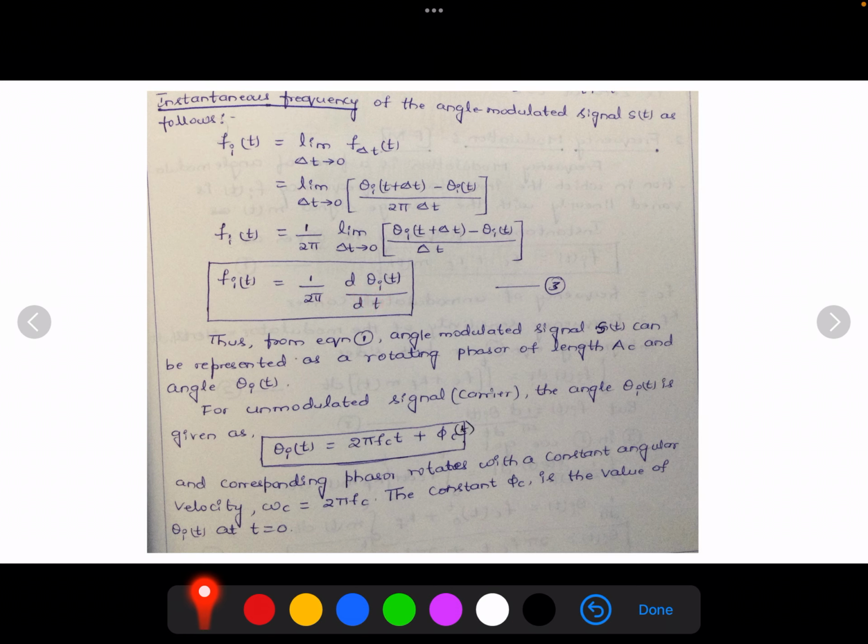The angle modulated signal s(t) can be represented as a rotating phasor of length Ac and angle θi(t). θi(t) is given as 2πfct plus ψ(t). What is ωc? ωc is 2πfc.